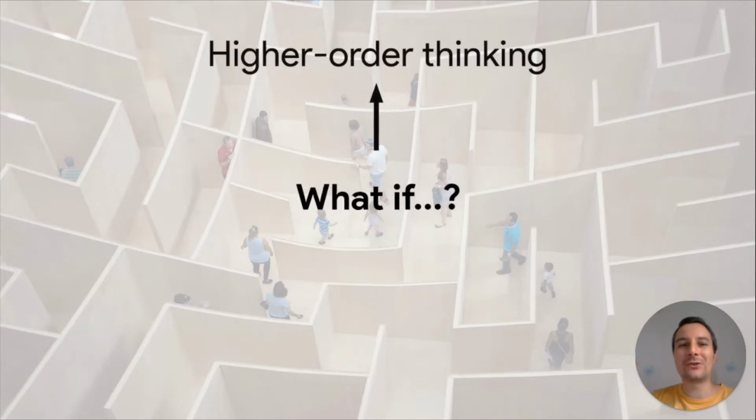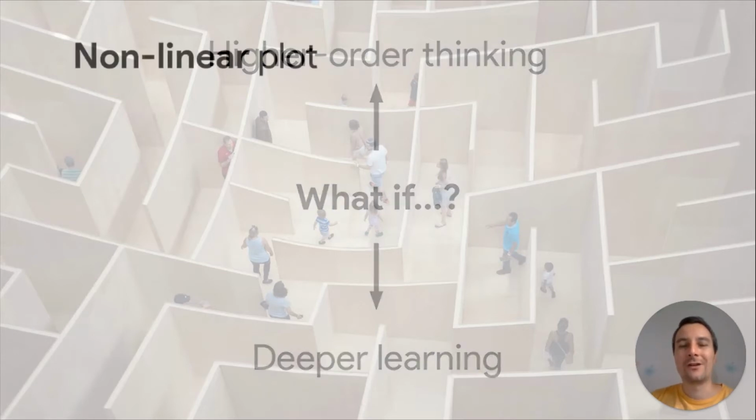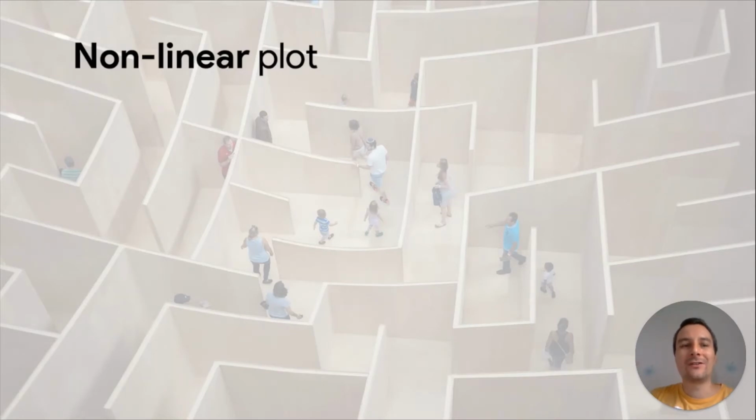And this question leads to higher order thinking because your students are constantly evaluating and analyzing different options, and it leads to deeper learning because your students are going to be creating cognitive maps or cognitive networks. And the reason for that is they create non-linear plots.